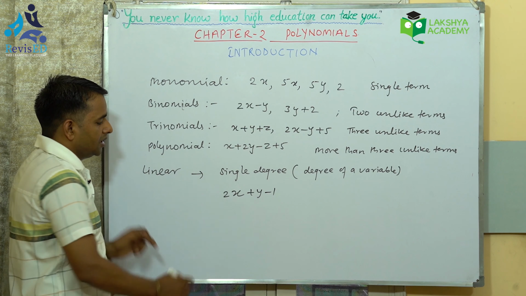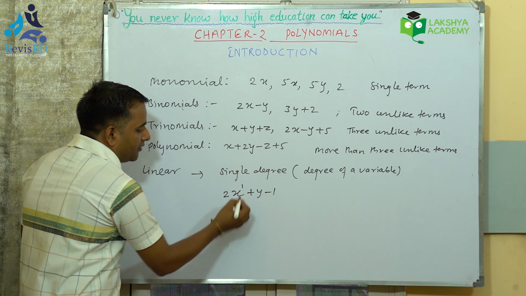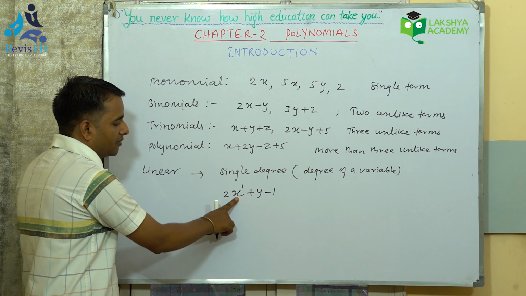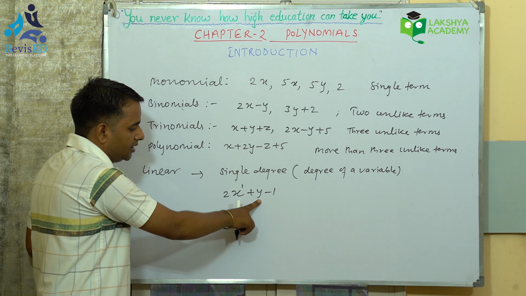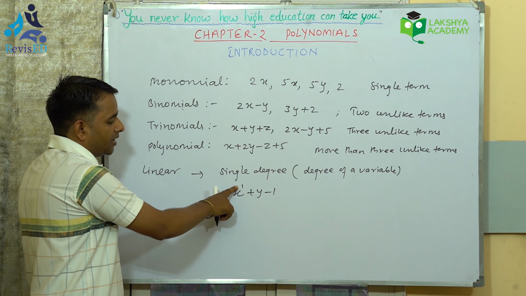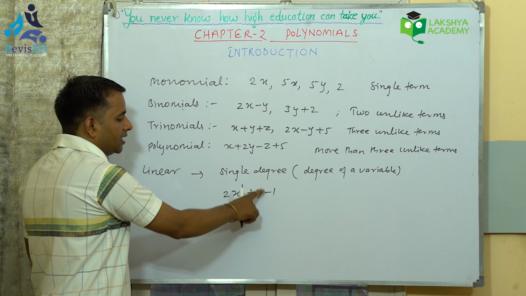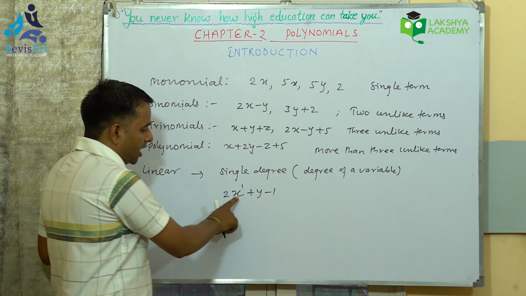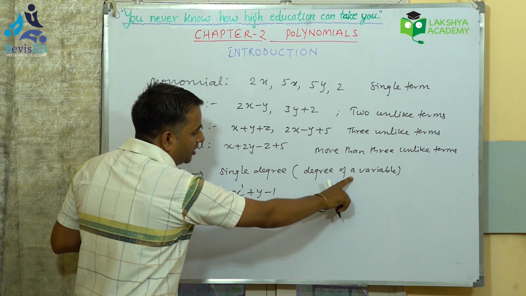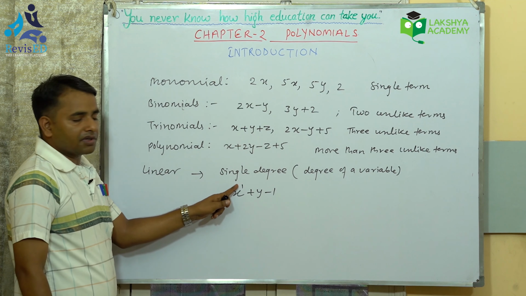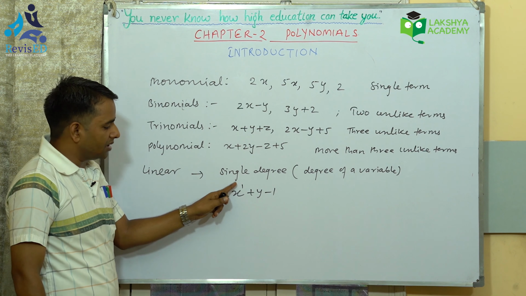1 degree means the highest power of a variable. If I take any variable, say x and y, so highest power of the x is 1, or say for the y it is 1. So highest power will be only taken. So degree of a variable only. Whatever is the highest power of a variable, that will be taken.